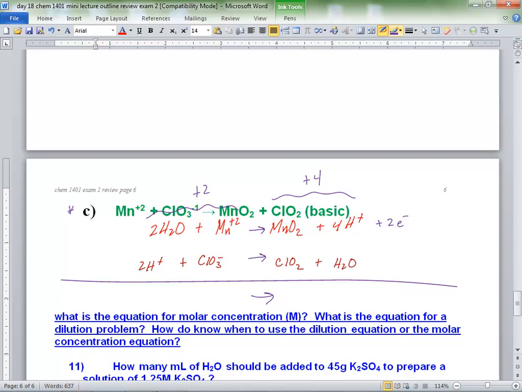How did I get the +4? 1 times 0 plus 4 times a +1. Always multiply the coefficient times the charge. Like going across, like 2 times. Oh, okay.